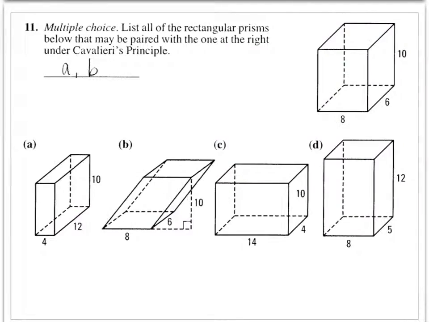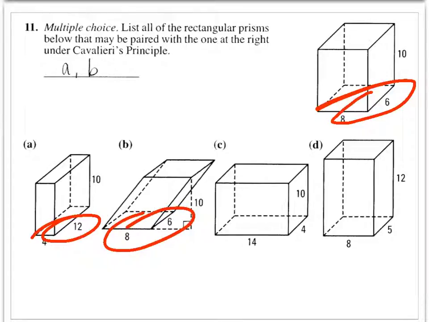Number 11, list all the rectangular prisms below that may be paired with the one at the right under Cavalieri's principle. Basically, that's just asking you which ones have the same base area and volume. So the ones that have the same base area, 4 times 12 is 48, just like 8 times 6 is 48. Here you've got 8 times 6 is 48. So they have the same base areas, and obviously they have the same volume because they all have the same height. This one's off the table because it doesn't have the same base area and doesn't have the same volume.